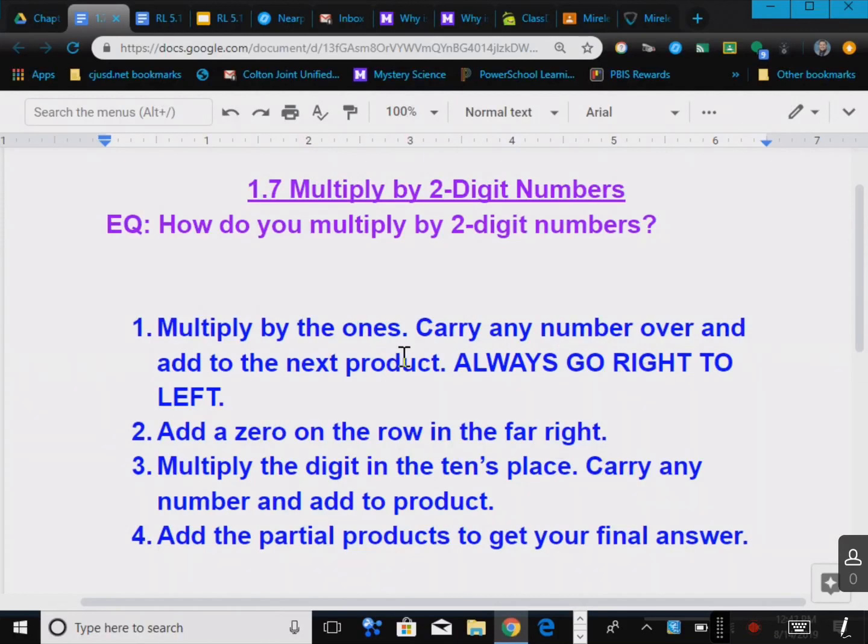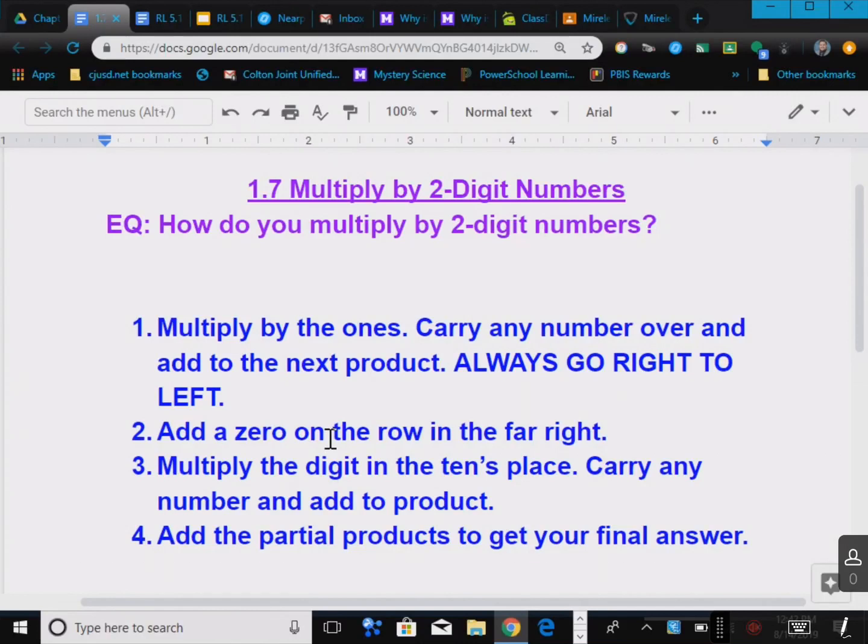Once you multiply the ones, you're going to add a 0 in the next row on the far right, and then multiply the digit in the tens place. Go right to left, carry any number, and add to the product. Finally, you're going to add the partial products to get your final answer. Go ahead and write this down, and don't worry about it. We will go over the steps again as we go through some example problems.